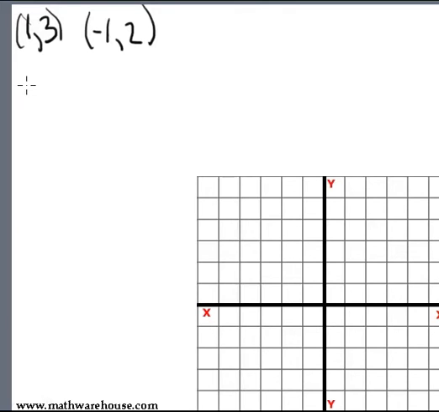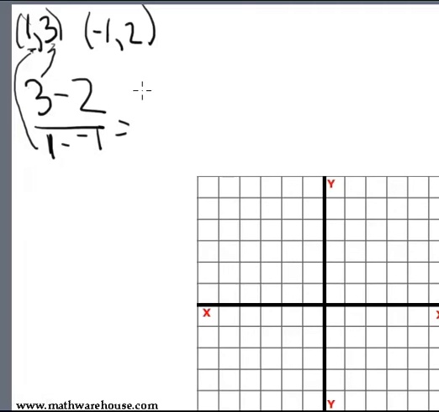Alright, so change in y is going to be 3 minus 2. Change in x, remember if we start with this 3 here, we have got to start with this 1 here. 1 minus negative 1, which will give you a 1 over 2. Again, you could have started with the negative 1 and the 2. I chose to start with the 1 and the 3. Either one will get you to the same 1/2.